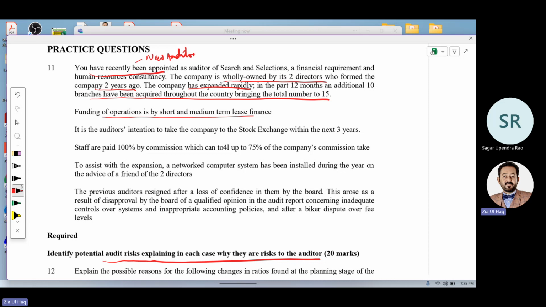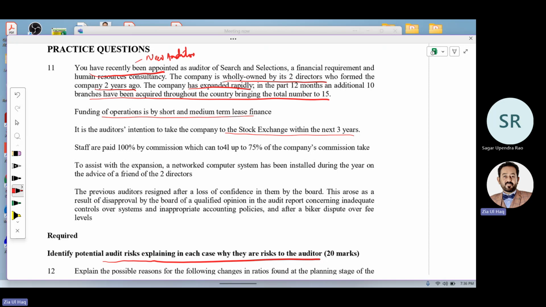Can you also say going concern risk? The financing with loan, you can link, but mainly there is a chance of misclassification of short-term and long-term leases under current liabilities and non-current liabilities. If it is the directors' intention to take the company to the stock exchange within 3 years, the company is going towards stock exchange listing. If not meeting the listing requirement, there are chances of manipulation in the financial statement.